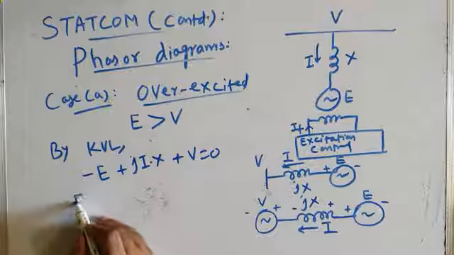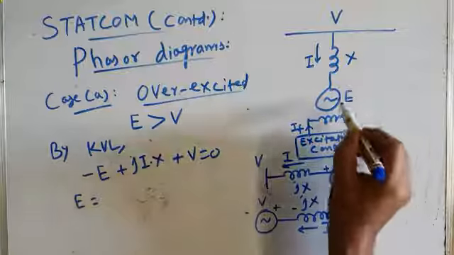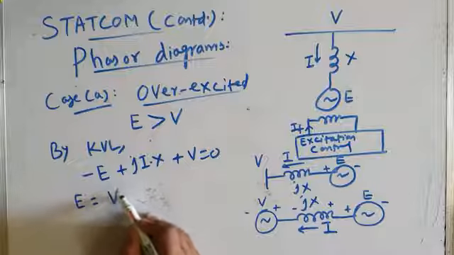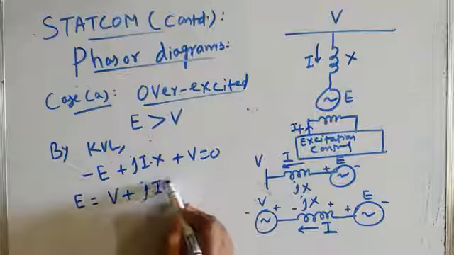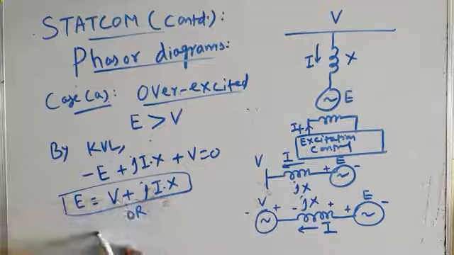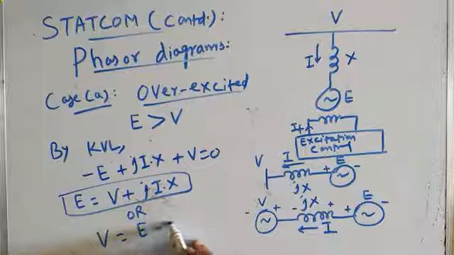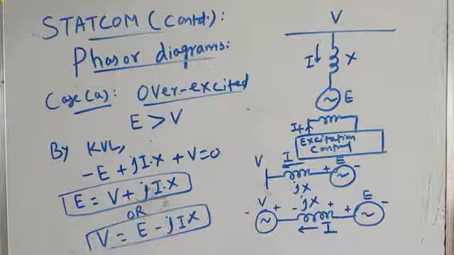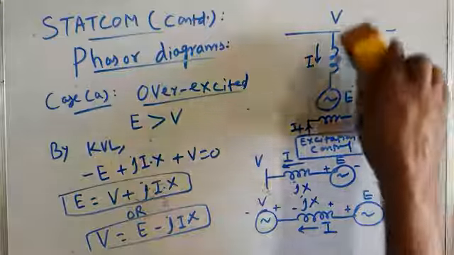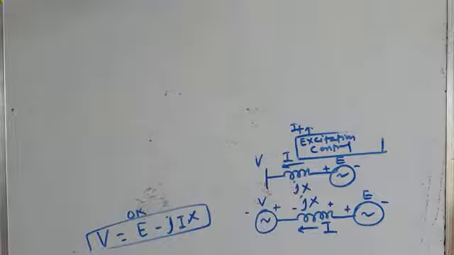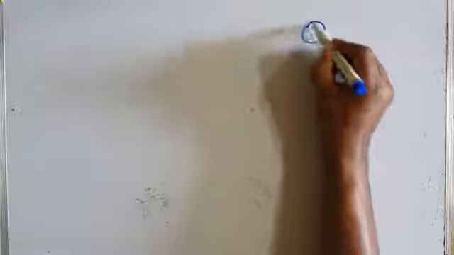And from this we can find the synchronous condenser generated voltage or machine generated voltage E. It is simply equal to V plus jIX. This is a very important relation. Or equivalently, we can also say that V is equal to E minus jIX. So therefore, the phasor diagram will look like this. Let me show the phasor diagram. Let me draw the phasor diagram. So I have two equations. Let me draw the equivalent circuit again.